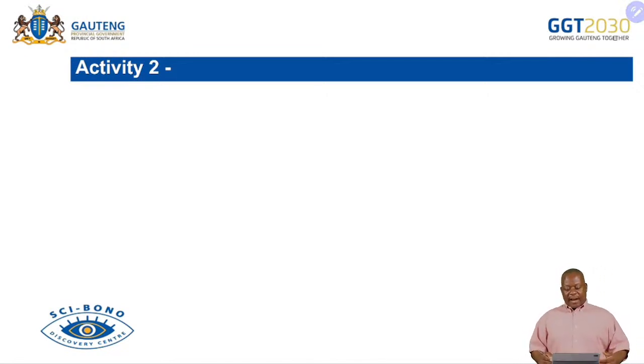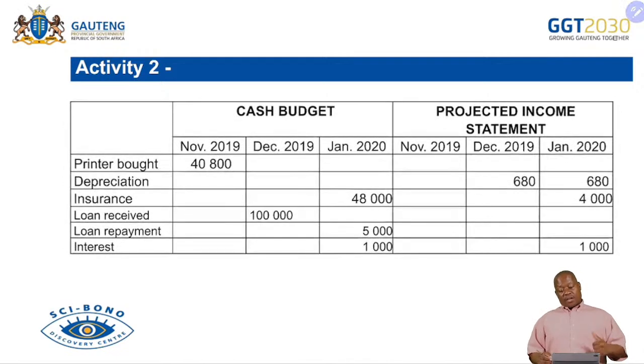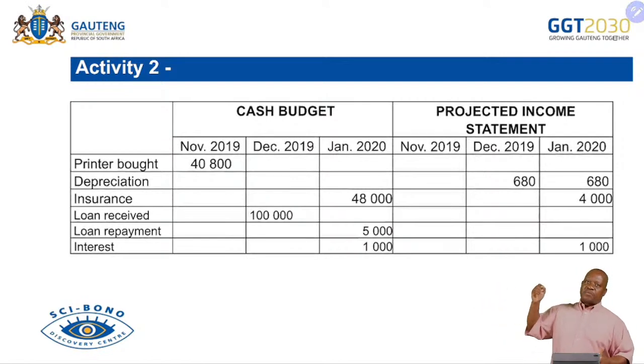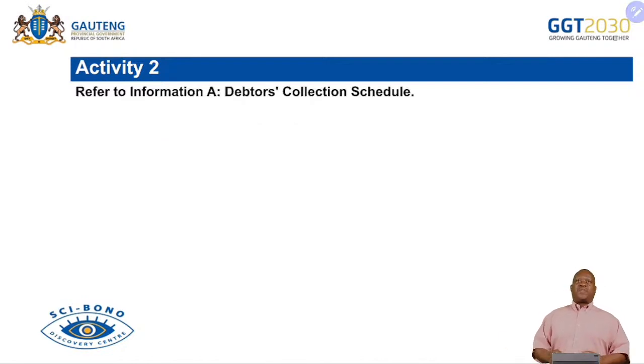Now, let's move on to what it is going to look like at the end. This is the answer. The printer: only in the cash budget, the amount for purchasing it, and then depreciation goes to the projected income statement. Insurance: we say the amount paid appears in the cash budget and the expense for the month is the amount for every month going forward. This is how it appears, and it's straightforward.